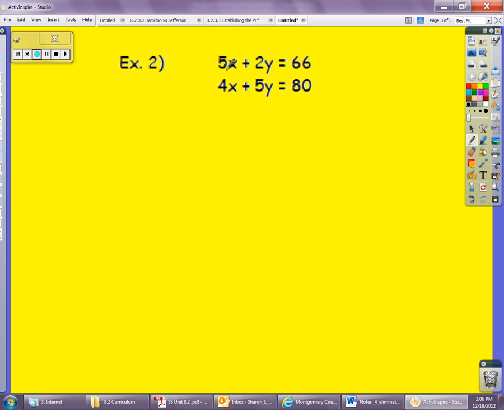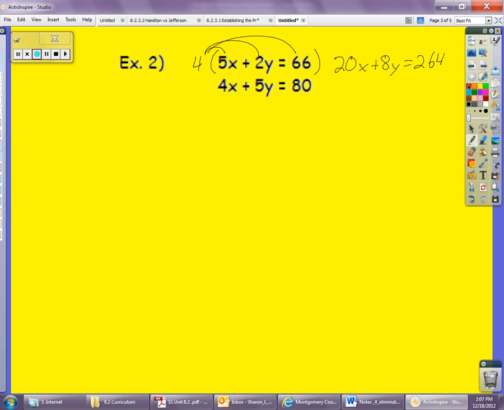So we know that we have 4 and 5. Well, they have a common factor of 20, so we know that 5 times 4 will give us 20. So 5 times 4, that'll give us 20x, and then 5 times 2y, that's plus 8y... wait, that's plus 10y, and then 4 times 66, that will give us 264.